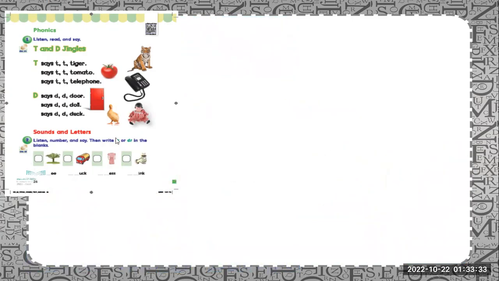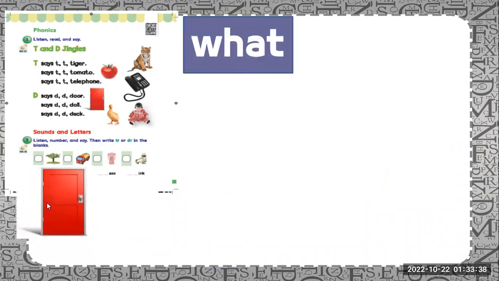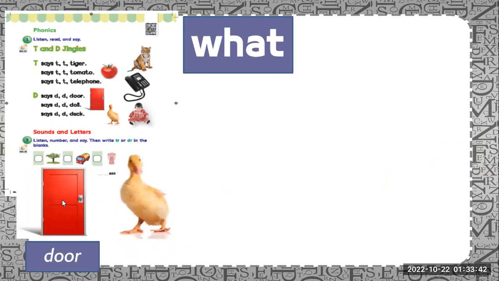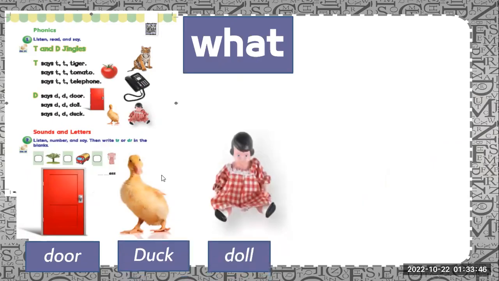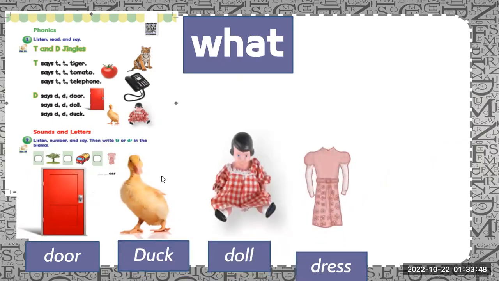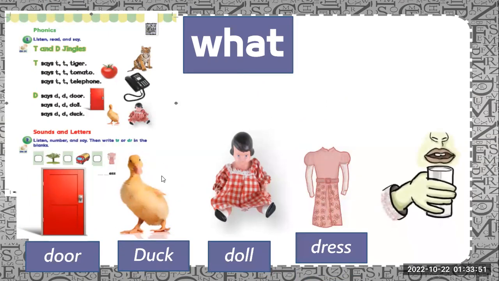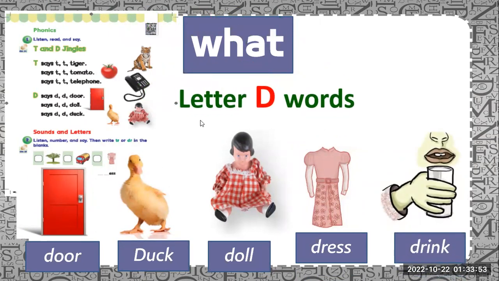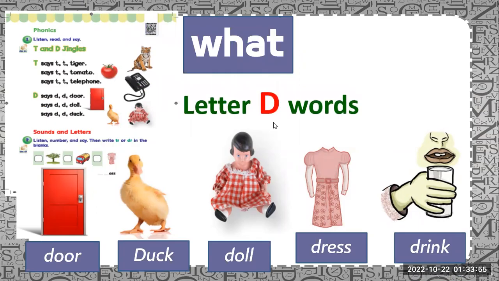Let's see, we have more things also. Door, duck, doll, dress, drink. These are the letter D words.